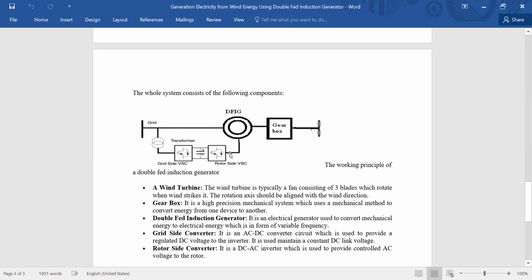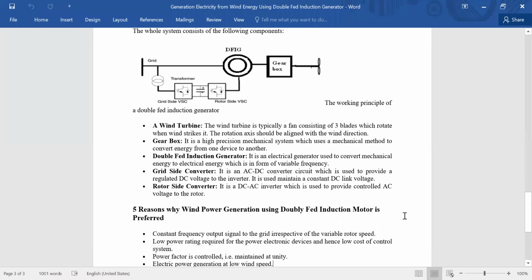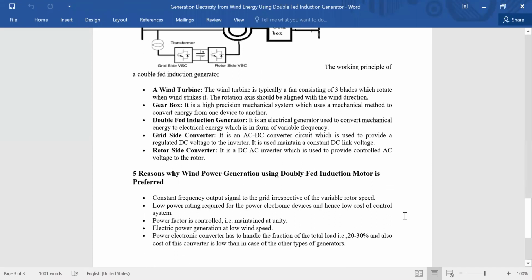Then the other one, the rotor side converter, is a DC to AC inverter. It inverts the DC into AC, which is used to provide a controlled AC voltage, and that is given to the rotor. Now, five reasons why we prefer wind power generation using a doubly-fed induction machine. First, the constant frequency output voltage to the grid, whatever the output signal we give to the grid, irrespective of the variable rotor speed.